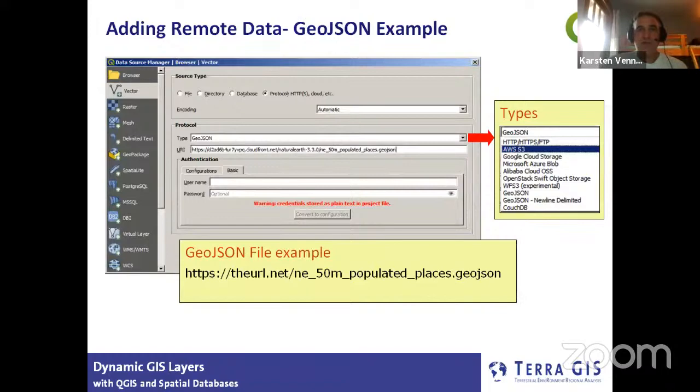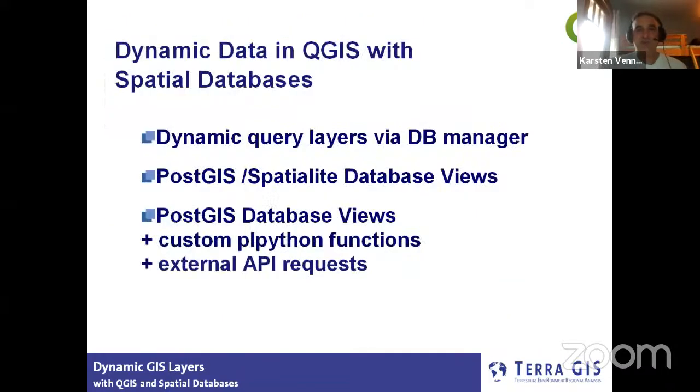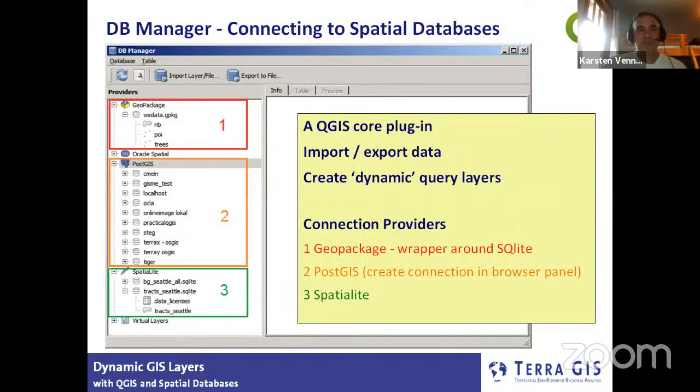So let's go. I will skip these first 7 slides, and you have them if you download from the GitHub. Just to recall one more time, we will do dynamic queries with DB Manager, look at PostGIS and Spatialite database views, and then the last thing will be combining PostGIS with PL/Python functions and an external API request.